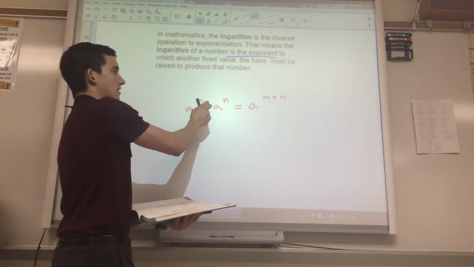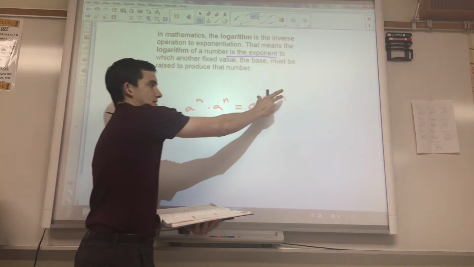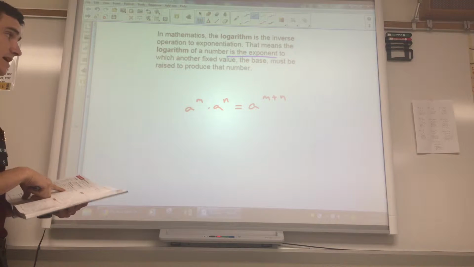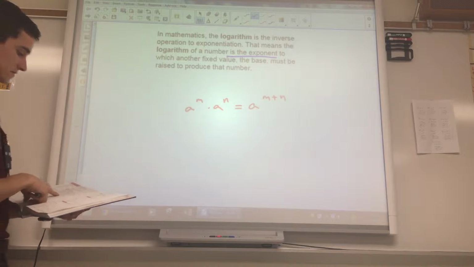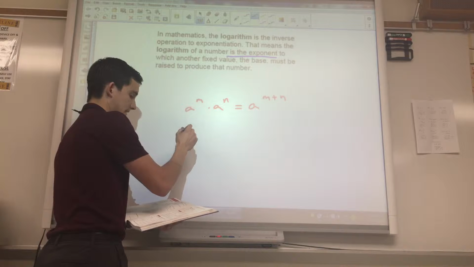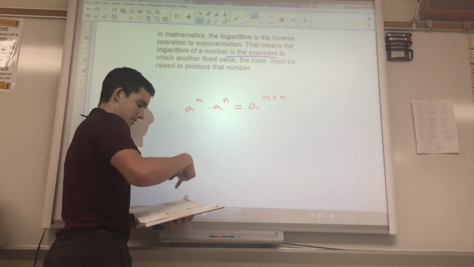So remember, when you are multiplying exponents together and you have the same base like this, then it's the same as adding the exponents. Okay? So that's going to be a logarithmic rule in a second. So I'm going over these for a reason. Another one would be, well, I'm going to skip this one. I think it goes better in order this way.